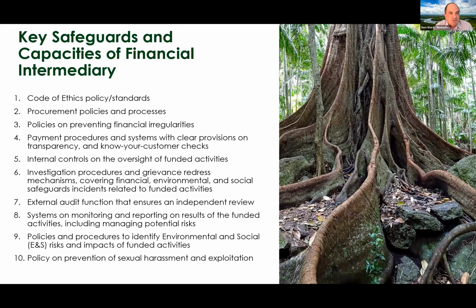The financial intermediary capabilities and the safeguards monitoring capacity refer to their internal processes. We have a list of 10 key capacities that relate to both their processes as well as the engagement, distribution and monitoring of the activities that the downstream implementing partners undertake, as they're using the proceeds for activities and actions on the ground. So code of ethics, procurement policies, preventing financial irregularities internally and downstream, payment procedures, know your customer checks, internal controls, investigation procedures and grievance redress mechanisms.